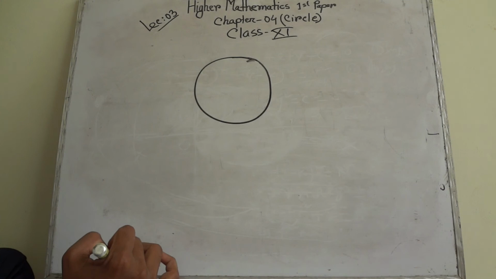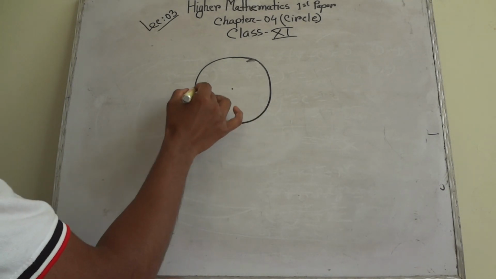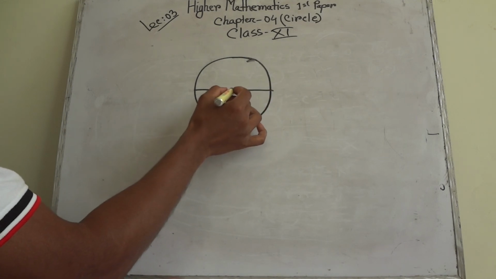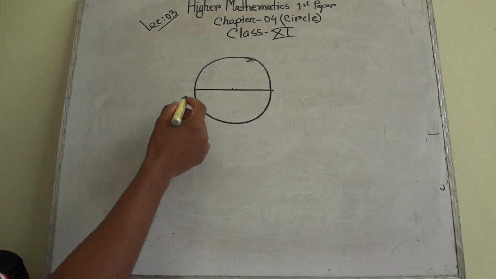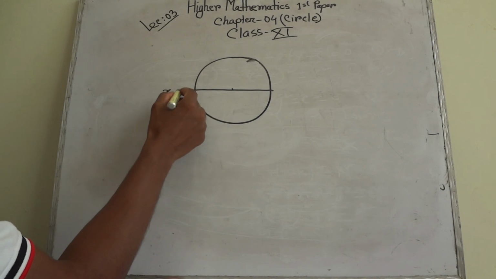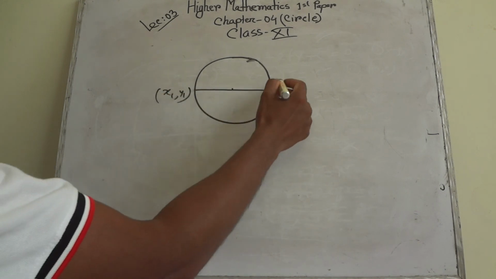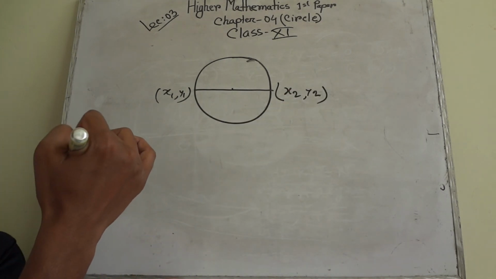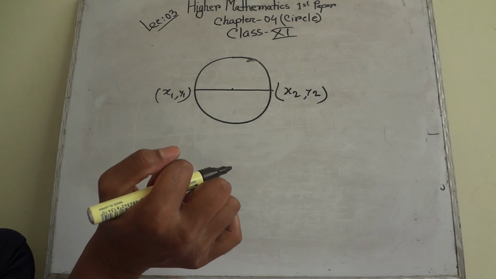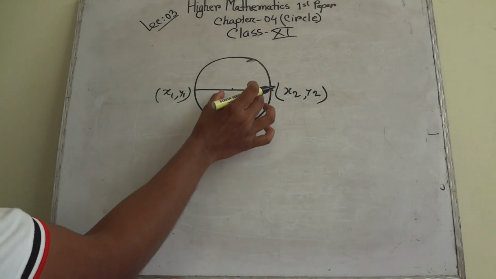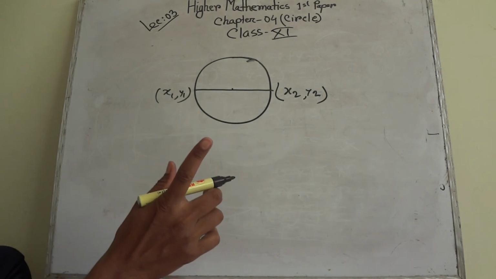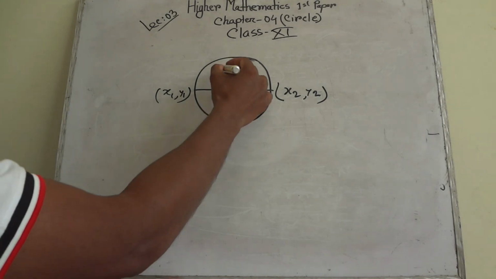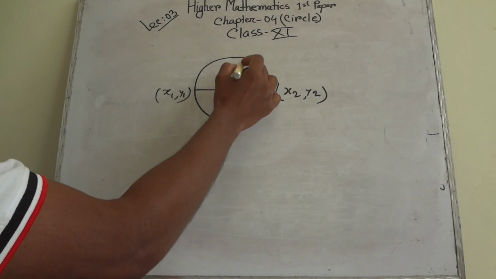This is an equation of circle. Okay, this is a center. A line that passes through the center is named a diameter. If one end of this diameter is x1, y1, and another end is x2, y2, what will be the equation of circle? We know a diameter divides the circle into two equal parts. That means a diameter divides the circle into two semicircles. This is a semicircle, and this is another semicircle.